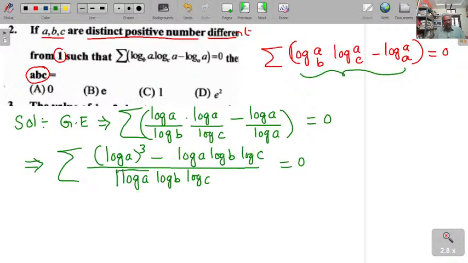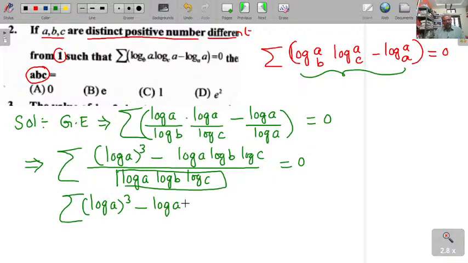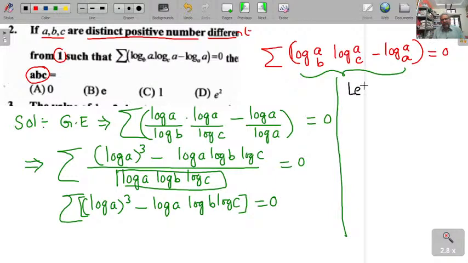Cross multiply with this one. So then you will be getting like this. Sigma log A whole cube minus log A log B log C, equal to 0 multiplied with log A log B log C, will be getting 0. So now let us introduce the variables like this. Let us say log A is equal to x, log B is equal to y, log C is equal to z.